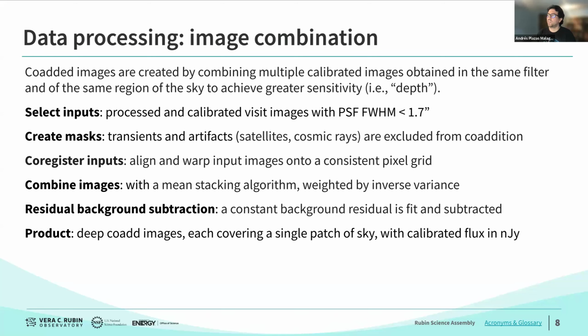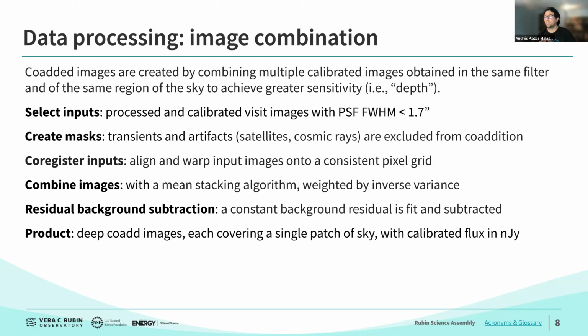So we only select processed and calibrated visit images with a seeing of less than 1.7 arcseconds, or PSF full width at half maximum less than 1.7 arcseconds. We create masks in order to get rid of transients and artifacts such as satellites or cosmic rays, in order to exclude them from the final coadded image.